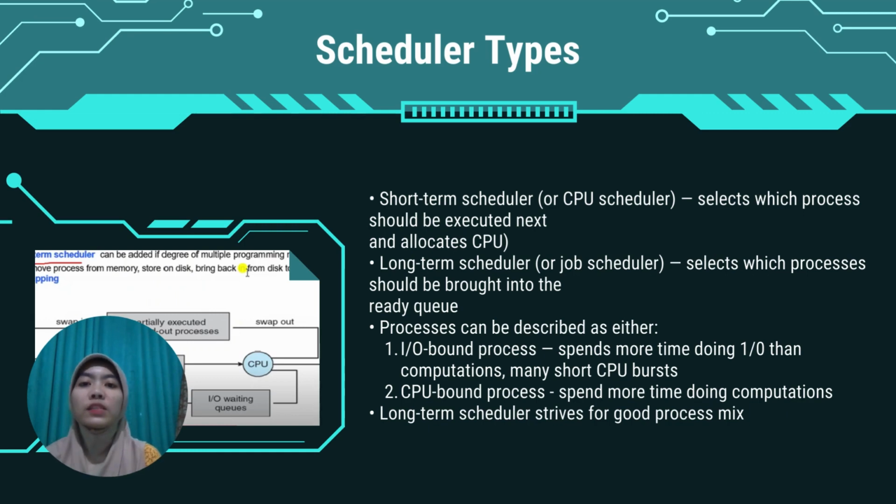Okay, next we will talk about the scheduler types. It's about the long-term, short-term, and medium-term schedulers. In an operating system, there are different types of schedulers that handle various aspects of process management. So let's delve into the basics of long-term, short-term, and medium-term schedulers.